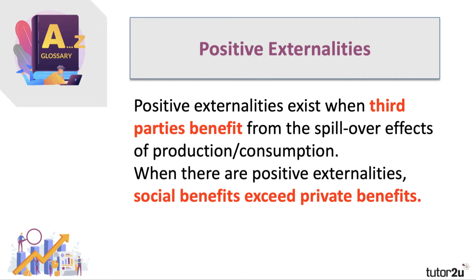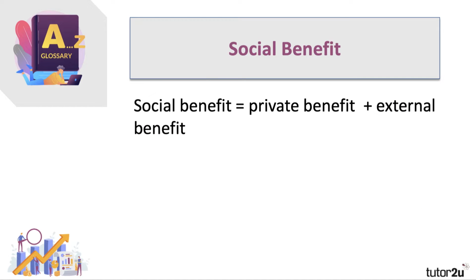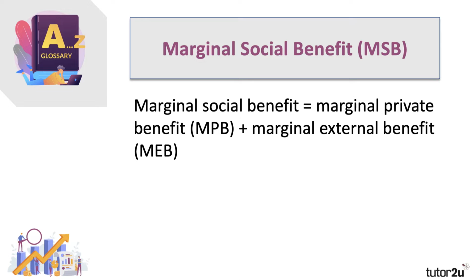In other words, I do something, I consume something or produce something, and there's a third party benefit. And when there are positive externalities, then social benefit exceeds private benefit. Key reminder of that key equation: social benefit equals private benefit plus the external benefit. And at the margin, the marginal social benefit, MSB, equals the marginal private benefit plus the marginal external benefit.